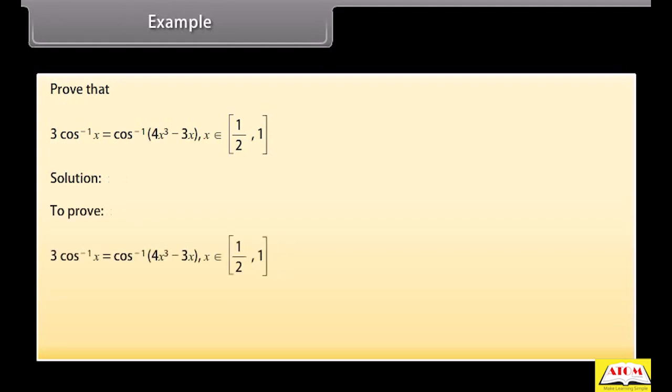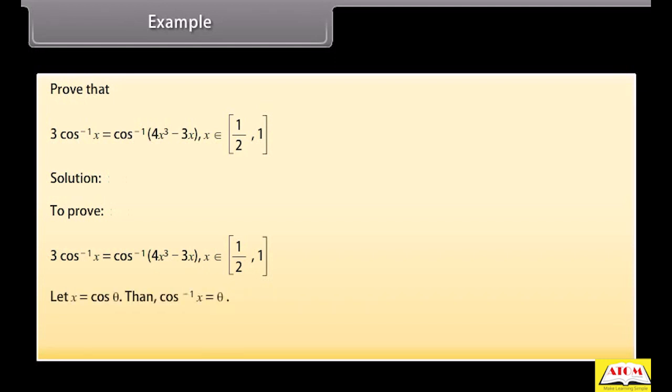Example. Prove that 3 cos inverse x is equal to cos inverse of 4x cube minus 3x, where x belongs to [1 by 2, 1]. Solution. To prove 3 cos inverse x is equal to cos inverse of 4x cube minus 3x, x belongs to [1 by 2, 1].